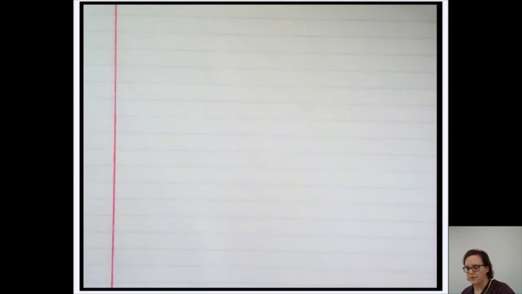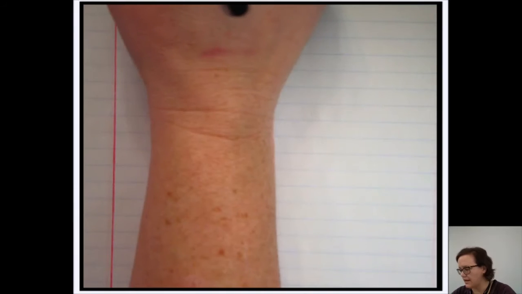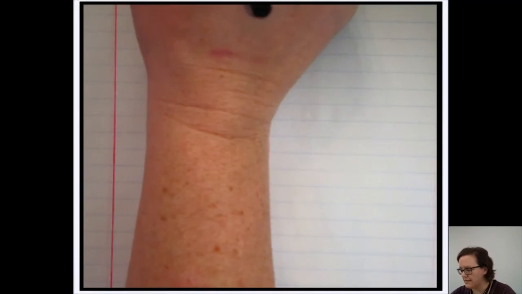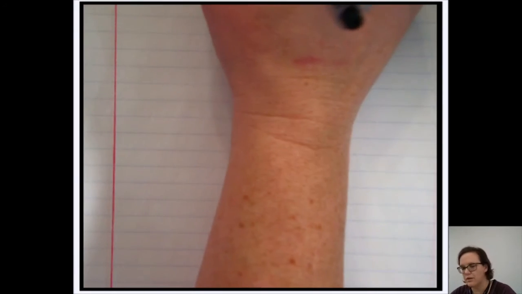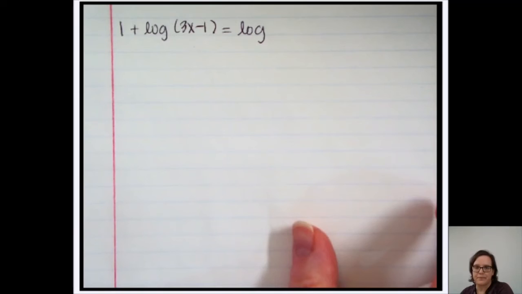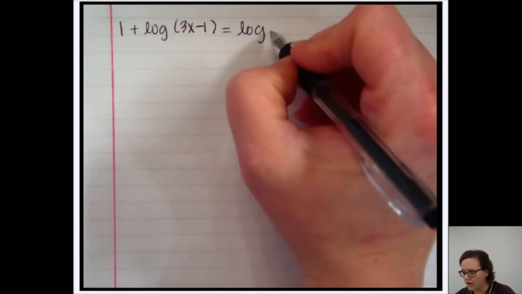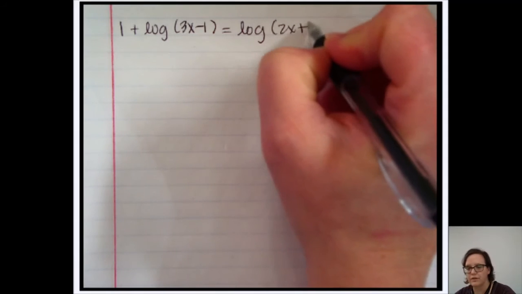So let's go on to another type. Let's actually, why don't you try this one? Take a minute and see where you go with it. If you need a break, go take one. We're only going to be on here a couple more minutes. Well, maybe about 10 minutes. So I have 1 plus the log of 3x minus 1 equals log of 2x plus 1.